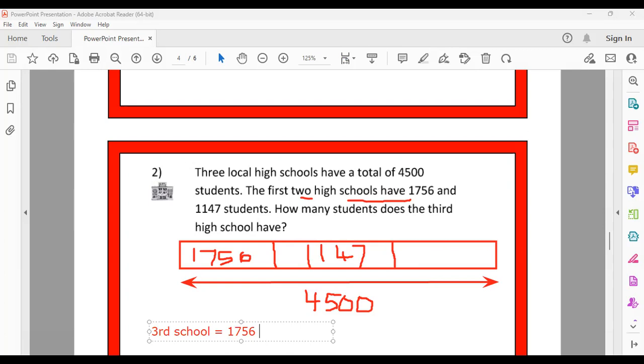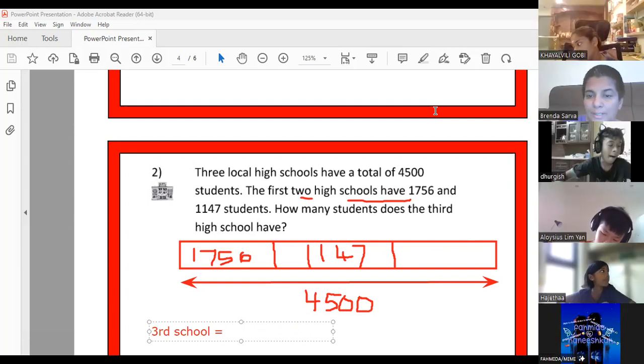Think carefully. Do I take 1756 and minus with 1147? No, look at the picture. All right, so you see now the diagram is there to help you. Can I have Sudarshan? Can you help to answer? How do I get the number sentence?